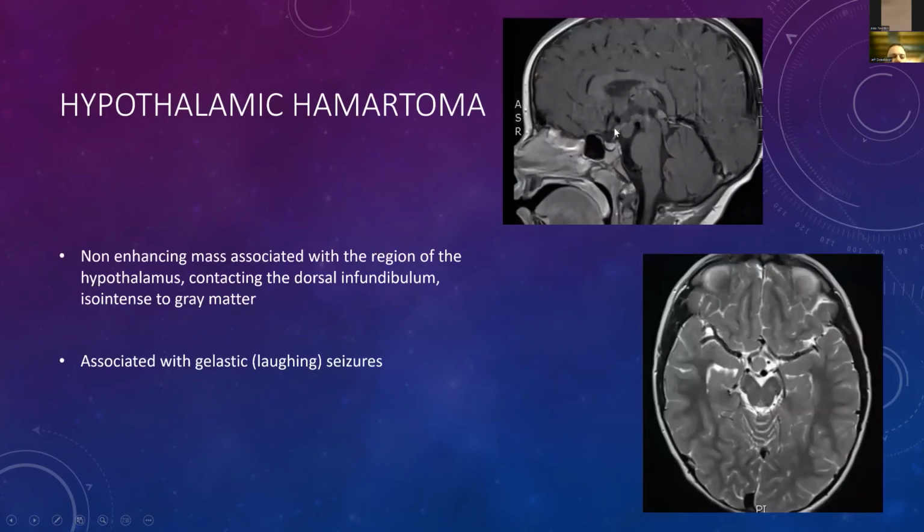And this is the hypothalamic hamartoma. You see here, it's contacting the dorsal infundibulum, and it's isointense to the gray matter, which cues you into its hamartomatous nature. It's associated with gelastic seizures and precocious puberty. And these are very amenable to resection, and particularly that endonasal transsphenoidal resection.